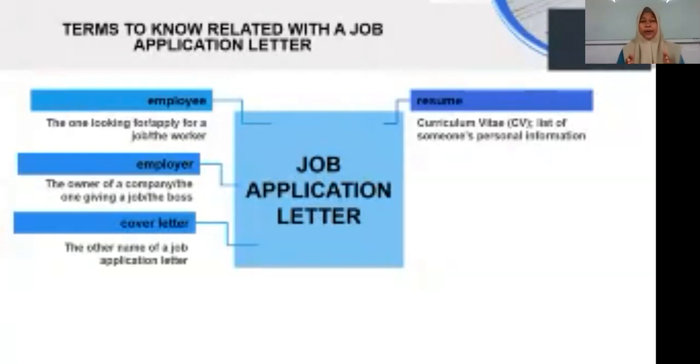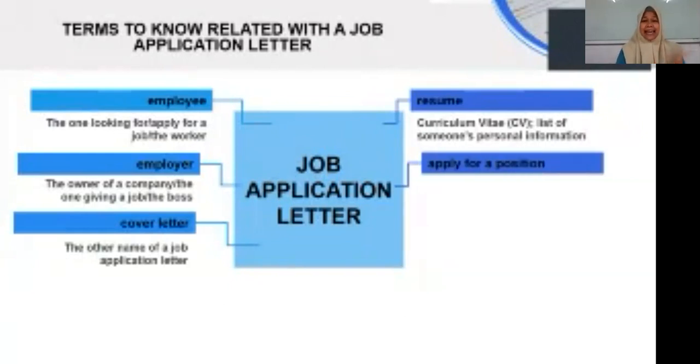Okay, so when you apply for a job, you will give two kinds of documents. The first one is the application letter, and the complete information about you in the CV or curriculum vitae or resume. Yeah, so I think you know this already. Make sure you make the complete information about yourself in the resume part.